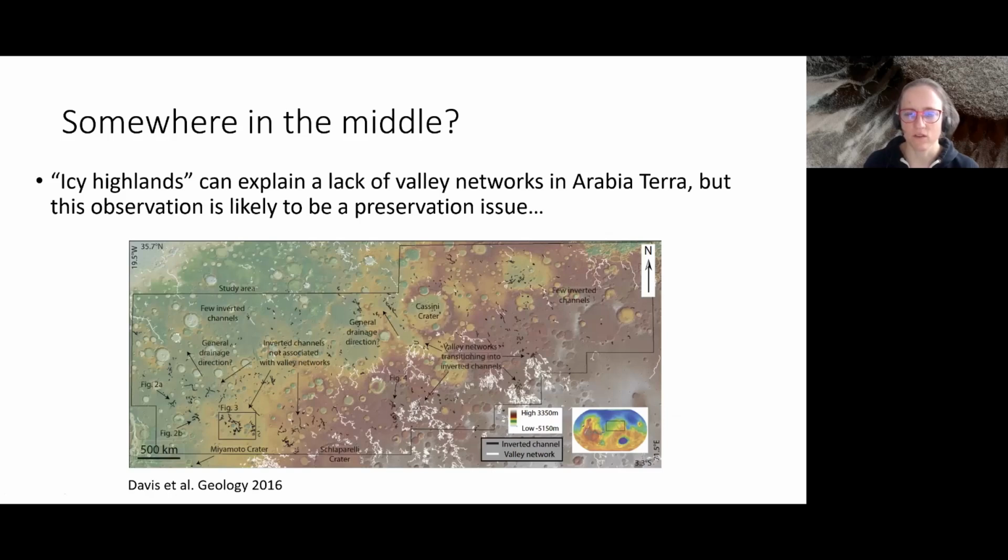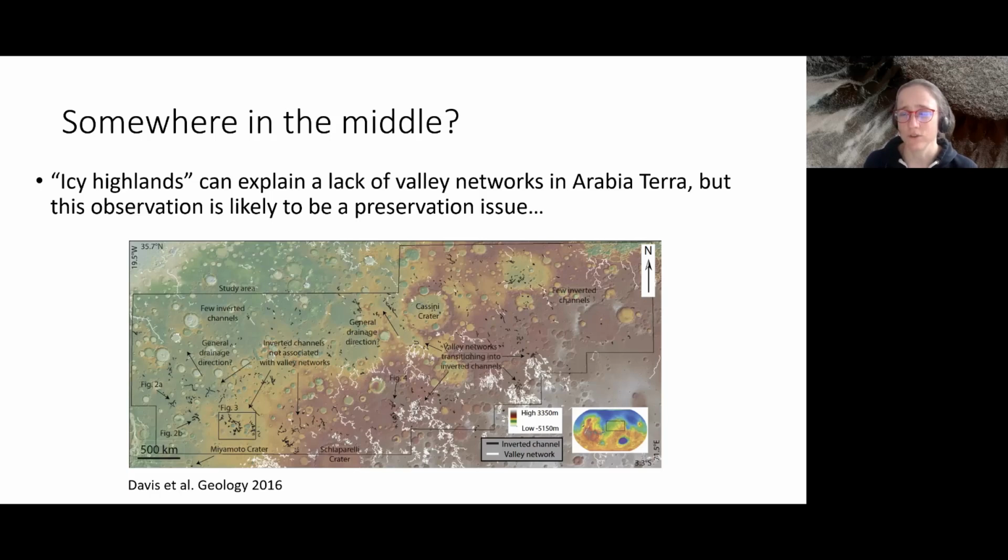Another point in support of this icy highlands hypothesis was this gap in Arabia Terra that I pointed out before. So if you have an ice cap, the gap in Arabia Terra in the valley networks is easy to explain because this is an area of lower elevation where you might not have expected ice to have actually occurred. So you don't get valley networks because there's no ice there. However, the gap in the valley network distribution in Arabia Terra could actually just be to do with preservation potential.